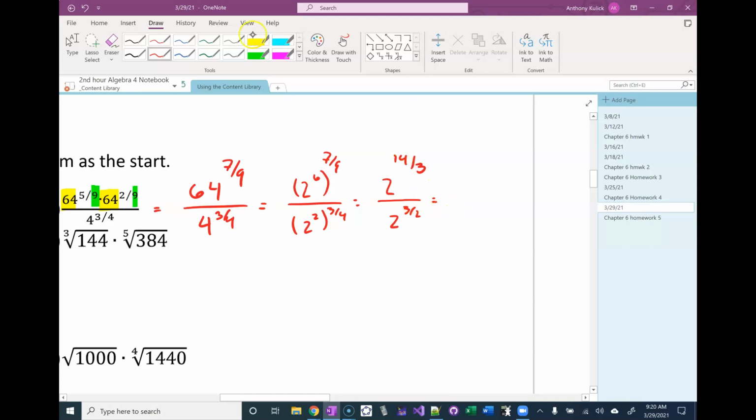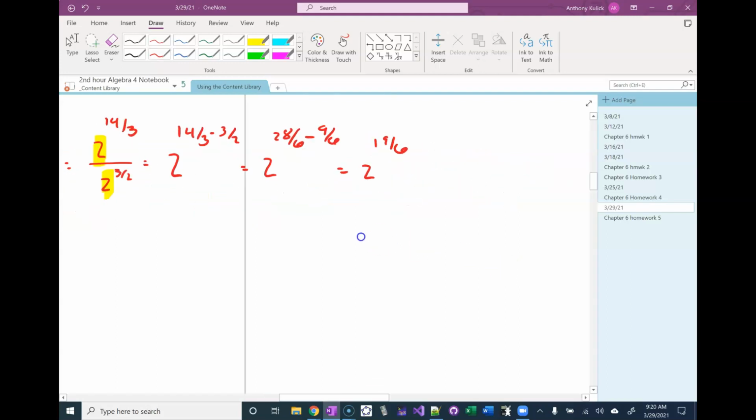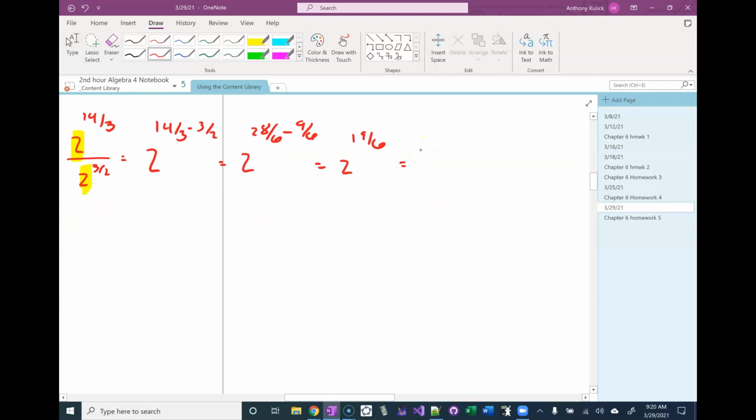And then since I have the same base for my exponent in the numerator and denominator, I can subtract those exponents. So I'll make a common denominator to do that subtraction. That common denominator would be 6. So far, so good. Okay, now that I have that down into a single thing, I'm going to rewrite that as a radical.